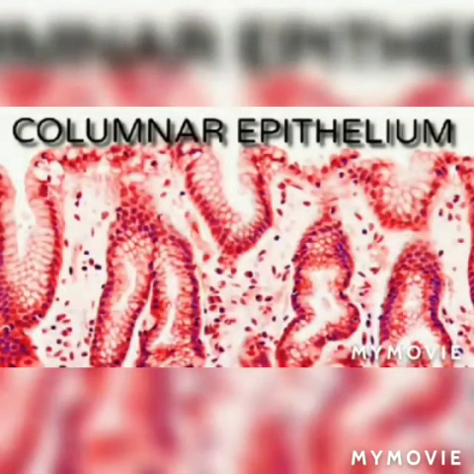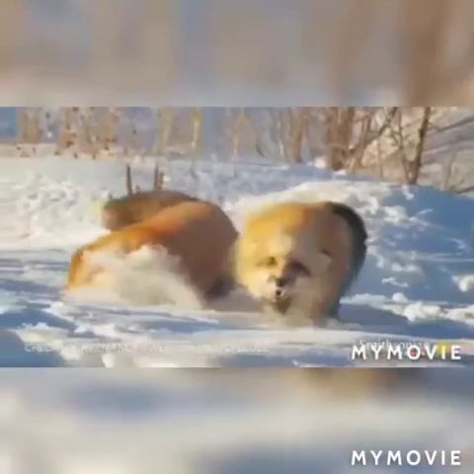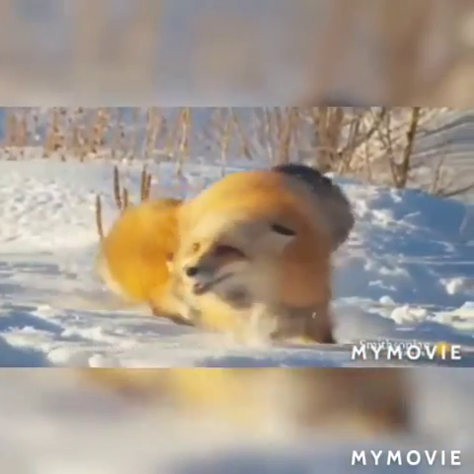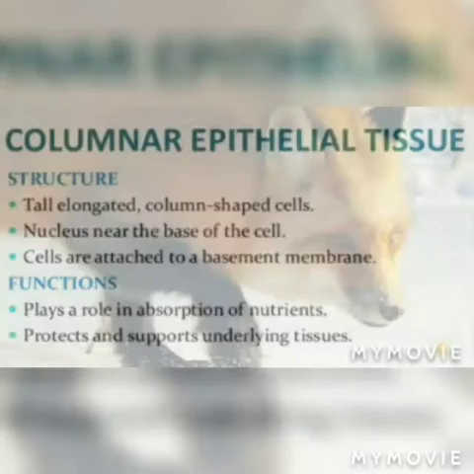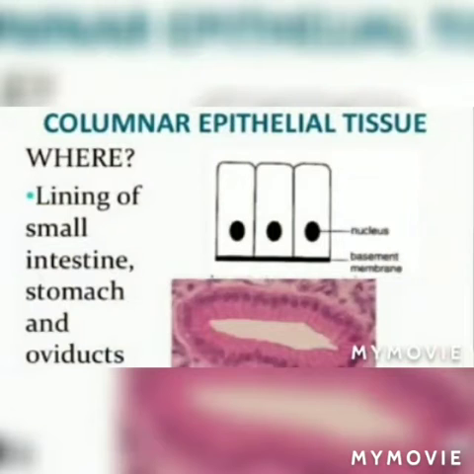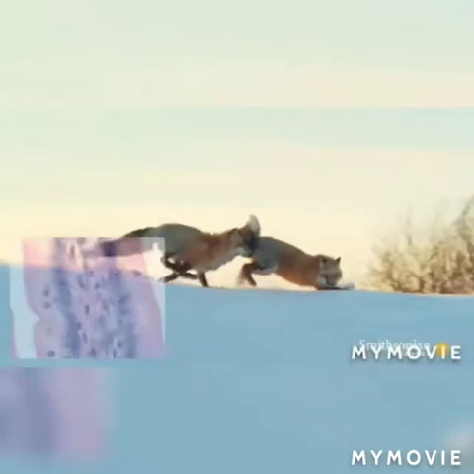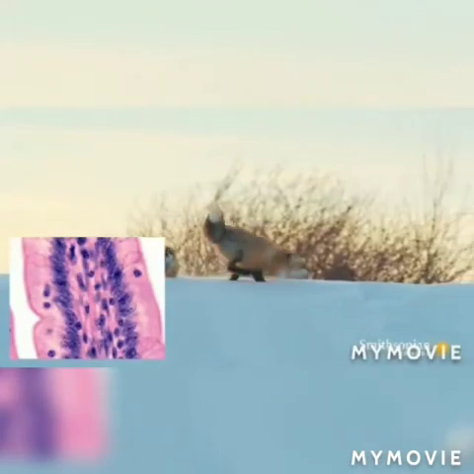Columnar epithelial tissue structure: tall, elongated, column-shaped cells. Nucleus near the base of the cell. Cells are attached to a basement membrane. Functions: plays a role in absorption of nutrients, protects and supports underlying tissues, and it is found in the upper respiratory tract and the fallopian tube of vertebrates.